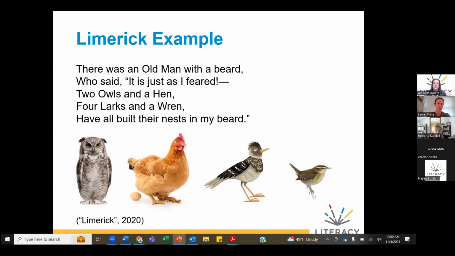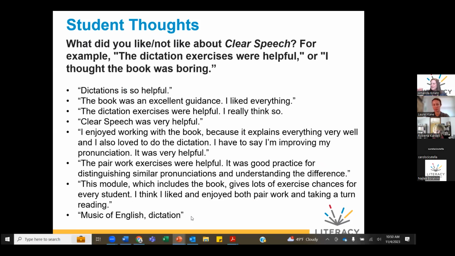There was an old man with a beard who said, "It's just as I feared. 2 owls and a hen, 4 larks and a wren have all built their nests in my beard." So explaining what a limerick is as you see some of the different limericks in the book will help the students a little bit.